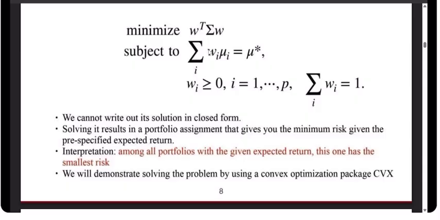Now that is what I mean. Here in the interpretation, I said among all portfolios, there are going to be so many portfolios because we have the possibility of many portfolios. Now, if I derive portfolios given a particular return, the one I'm going to choose among them is the one with the smallest risk. That's exactly what we mean here.